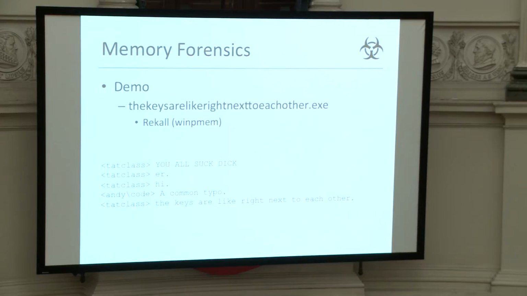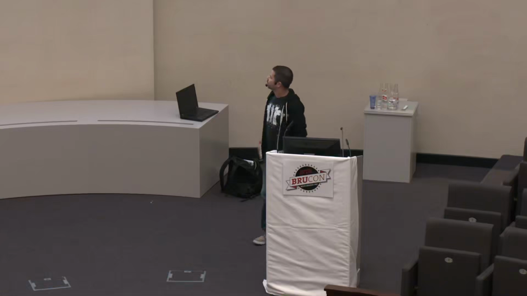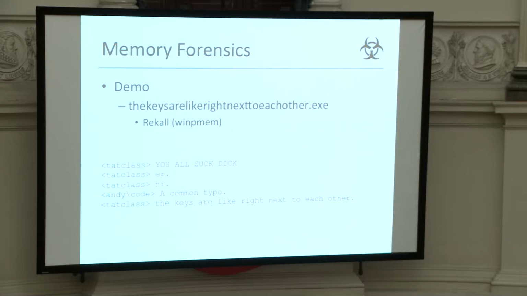So for my first demo, I'm going to demo a tool that I showed at the last BruCON I was at. It's called The Keys Are Like Right Next to Each Other, and it's from this bash.org excerpt. What we're going to do is start our malware, in this case, the keys are like right next to each other.exe. We'll dump memory with Recall, which is an open source framework provided by Google, and then we'll try to get the malware out of memory and see if we can analyze it.